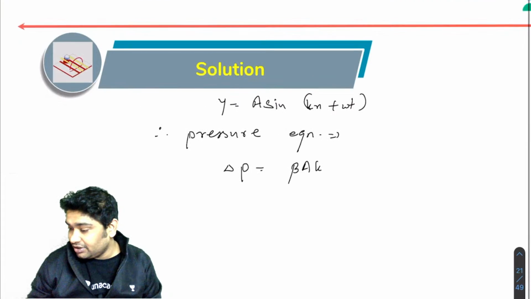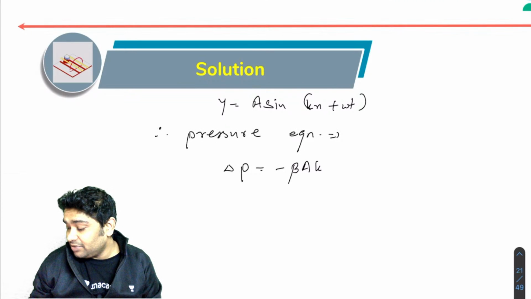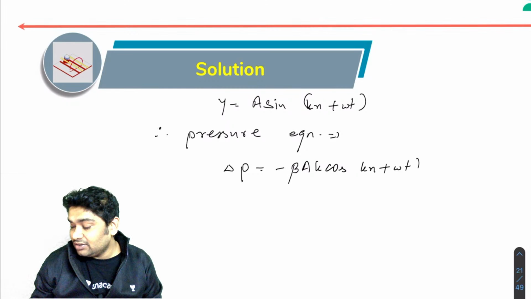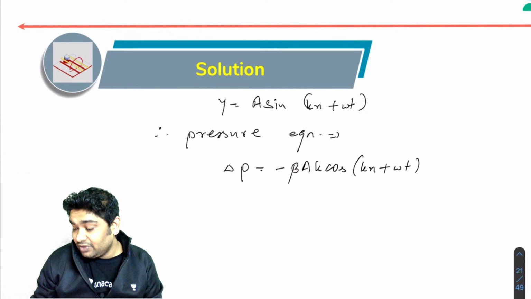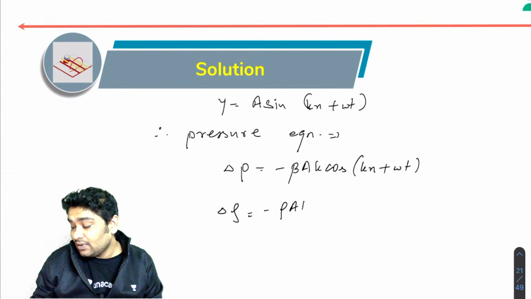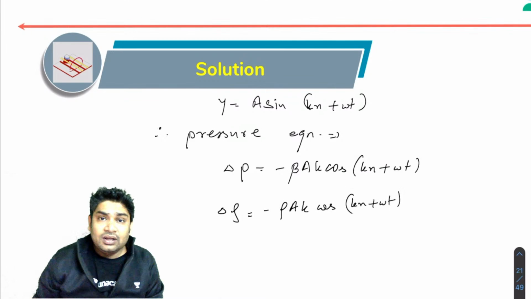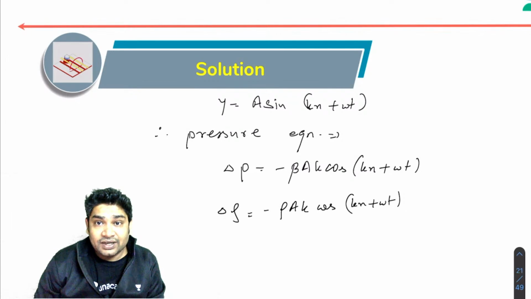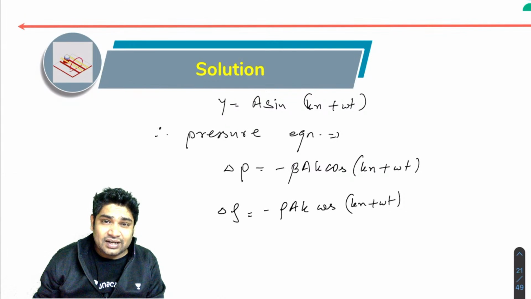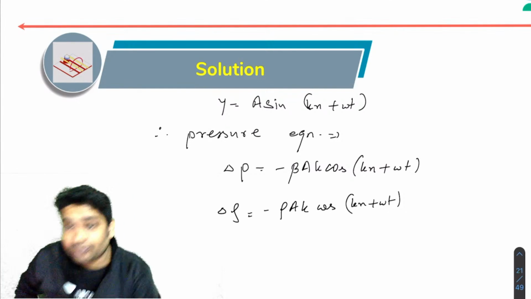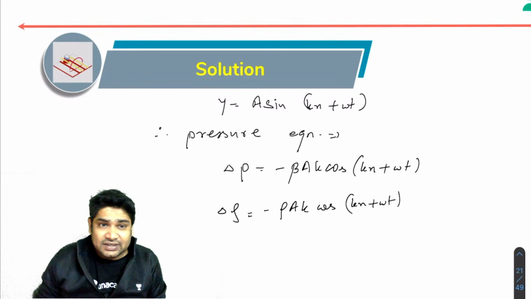So again, the pressure equation would be delta P equals minus beta A K cos(kx plus omega t). Similarly, the density equation would be delta rho equals minus rho A K cos(kx plus omega t). These will be the corresponding pressure and density equations. So very simple. All you need to do is just remember this form, and the questions from this are pretty easy.